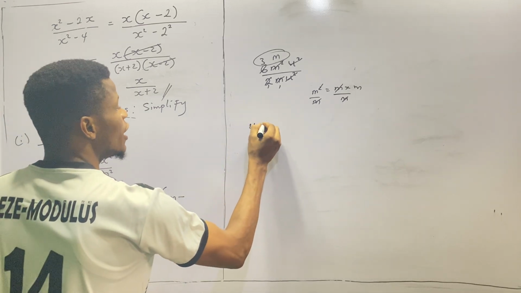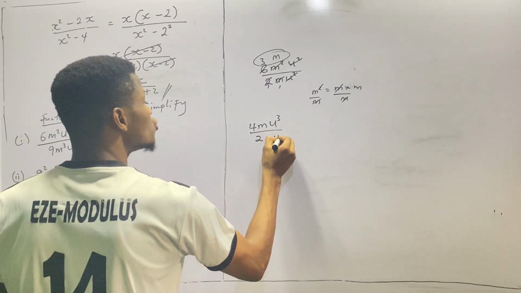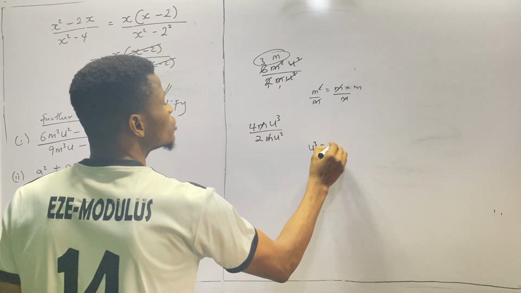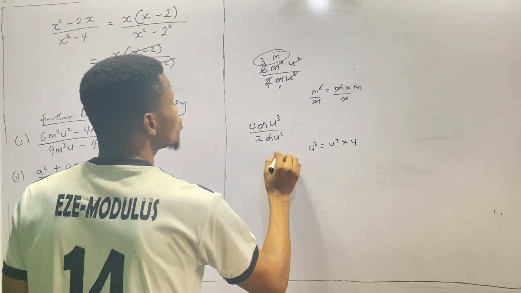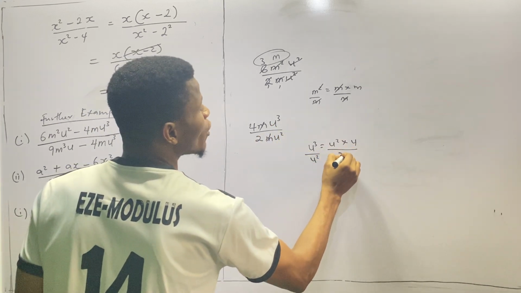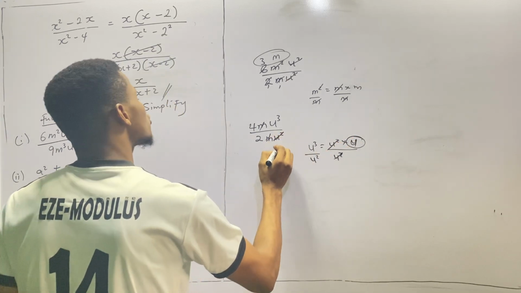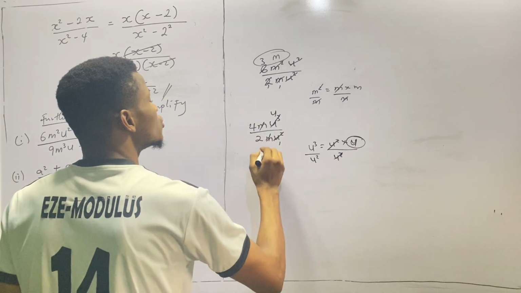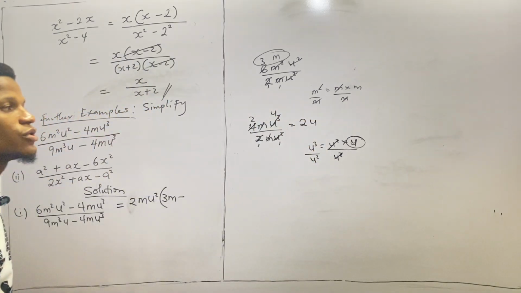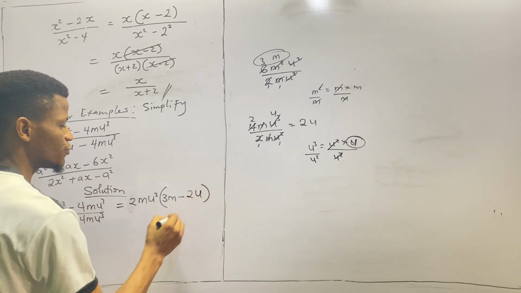So here we have 4mu cube all over 2mu square. Of course, m cancels m. Remember that u cube is u square times u. So if we divide u cube by u square, u square cancels u square, remaining only u. 2 here, 1; 2 here, 2. So we are left with 2u, all right? So 2u is what is left, 2 times u, 2u.